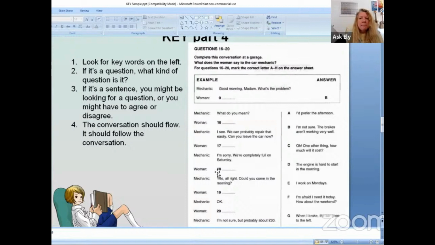And what's the next one? Read the next one. Skip that one. Read this one. Yes, all right. "Could you come in the morning?" Okay, so we still don't have a date yet. This one says morning. "I prefer the afternoon." Yes, all right. "Could you come in the morning?" We're still not set on a date yet.